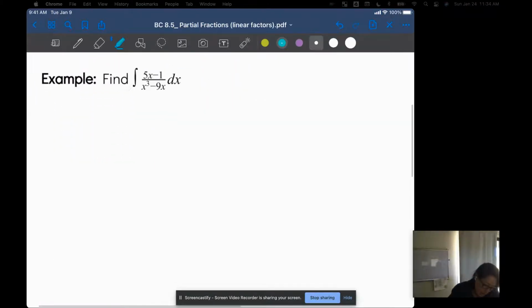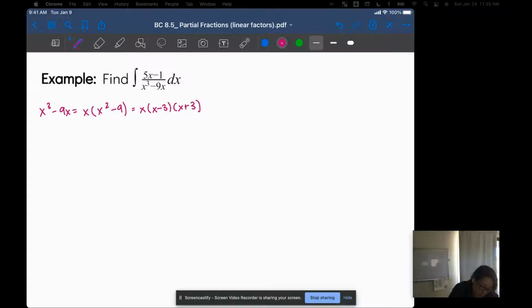Okay, let's do another one. This time, it looks like the degree of the numerator is smaller than the degree of the denominator, so long division is not needed. And I can see that the denominator can factor, so let's see what happens. x cubed minus 9x can be rewritten as x times x squared minus 9, which would give me x times x minus 3 times x plus 3.